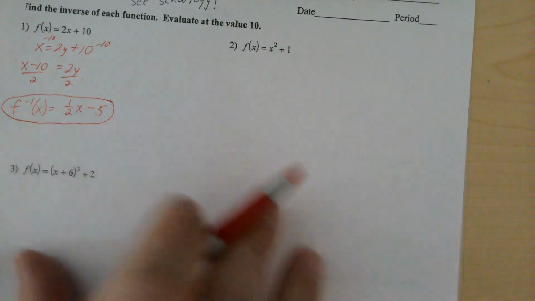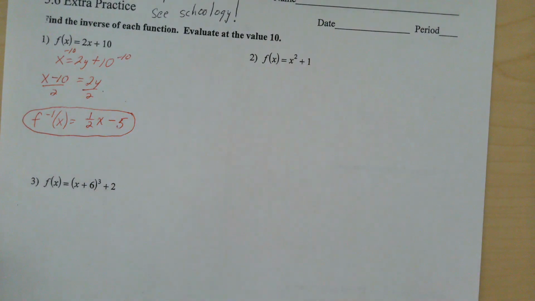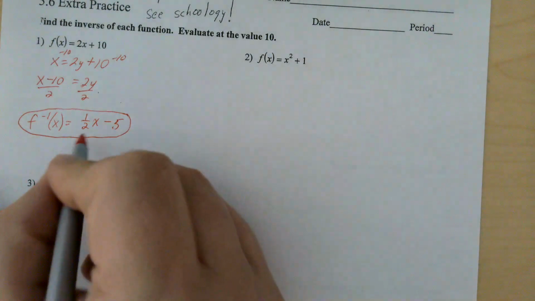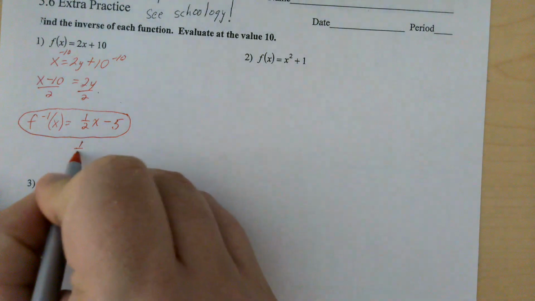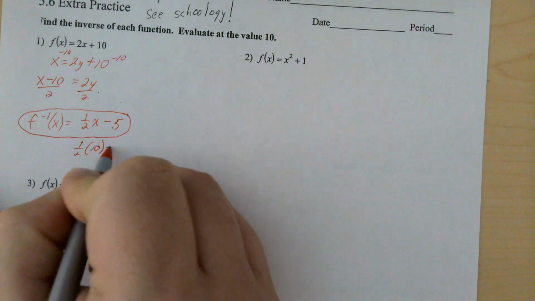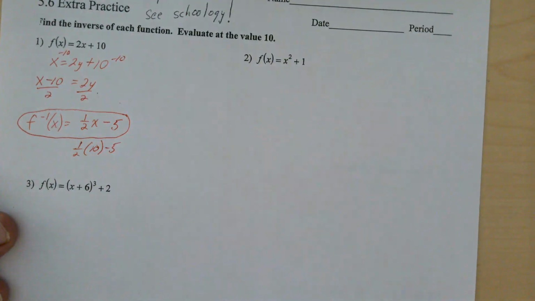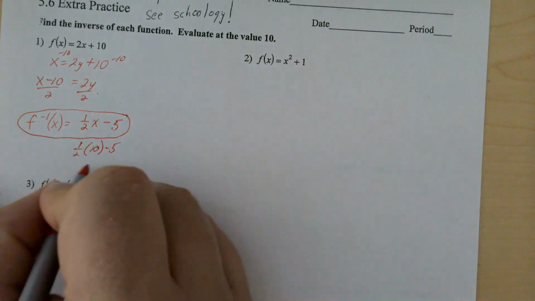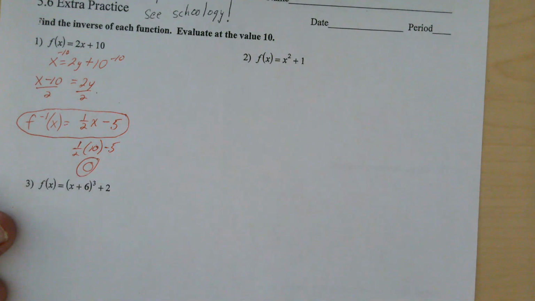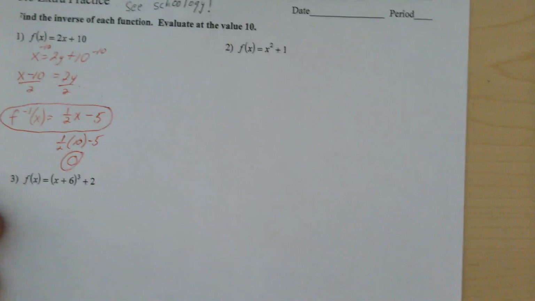Once we have its inverse, I tell you to evaluate when x is 10. So I'm basically asking you to replace this x with a 10 and calculate. So hopefully you can do this in your head. Half of 10 is 5. 5 minus 5 is 0. Okay, so that's where we get our outcome of 0.